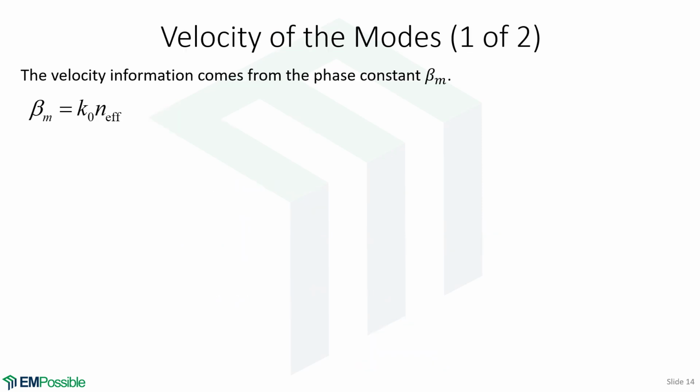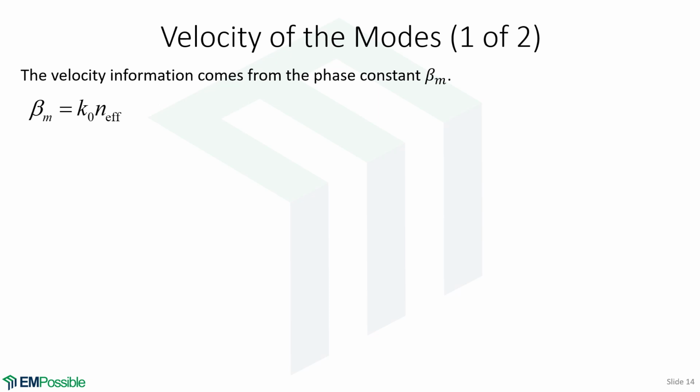Another interesting subject is the velocity of these guided modes. Well, how do we get the velocity? We start with how the phase constant is related to the effective refractive index of the mode. If we had an infinite medium and an electromagnetic wave buried in this medium with this effective refractive index, it would propagate at the same velocity as a guided mode with this phase constant. So that's the meaning of the effective refractive index.